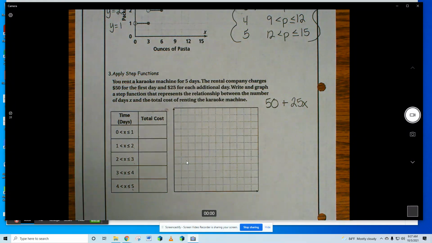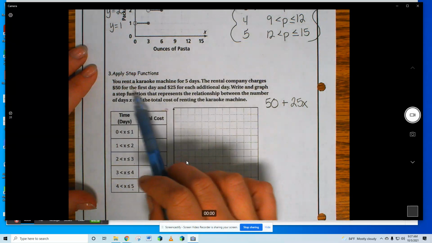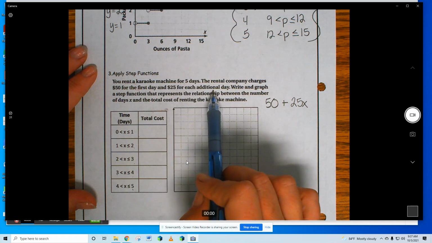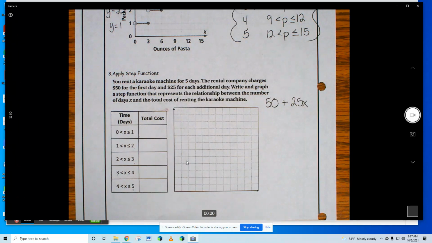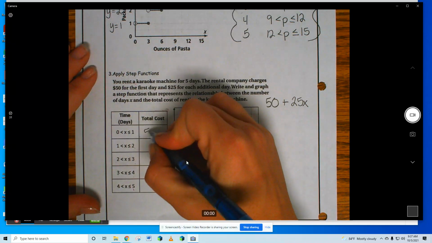Okay. So I'm going to do 1 day. Let's just do the math in our head. If I rent the karaoke machine just 1 day, how much money is it? The rental company charges $50 for the first day and $25 each additional day. So I have to add $25 every extra day that I have it. 25, 25, 25. $50, right?